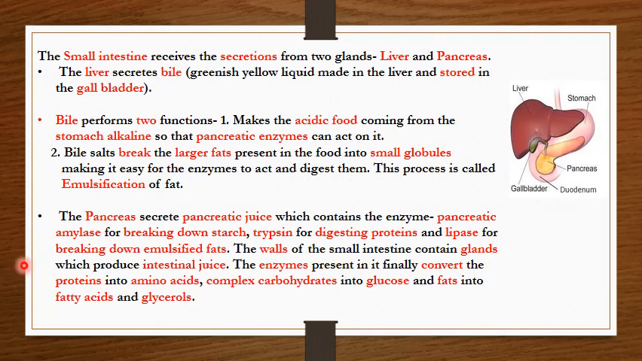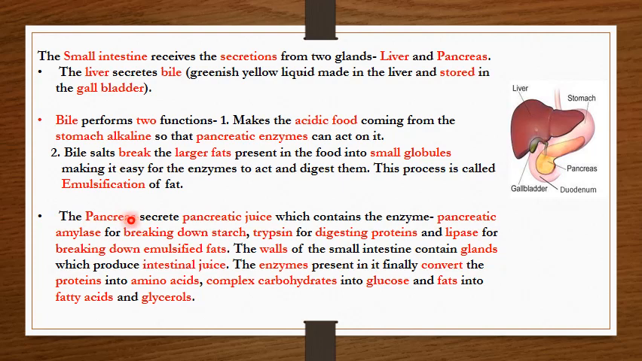The small intestine receives the secretions from 2 glands, liver and pancreas. The liver secretes bile, greenish yellow liquid made in the liver and stored in the gallbladder. Bile performs 2 functions. 1. Makes the acidic food coming from the stomach alkaline so that pancreatic enzymes can act on it. 2. Bile salts break the larger fats present in the food into small lobules, making it easy for the enzymes to act and digest them. This process is called emulsification of fat.